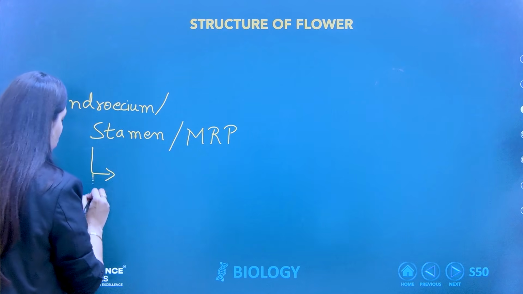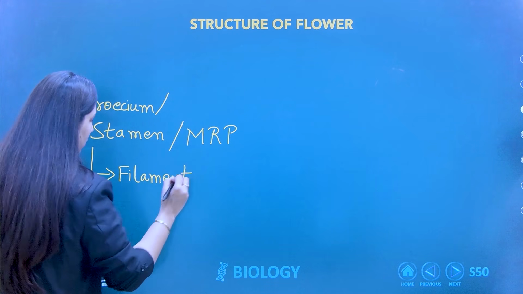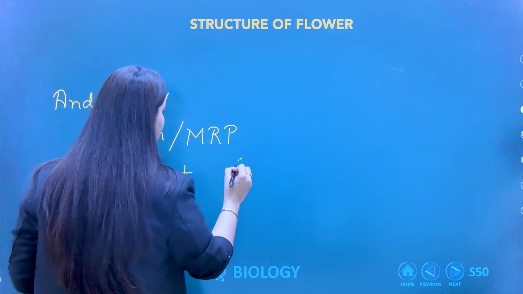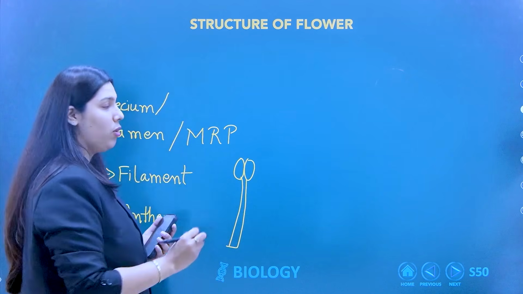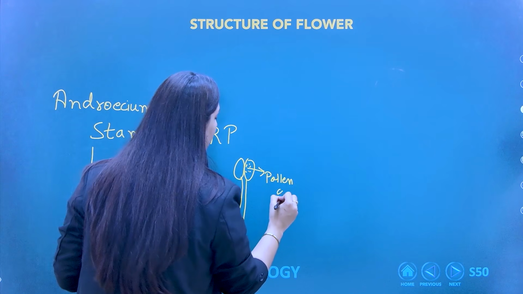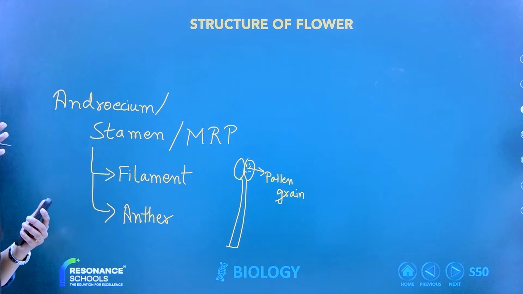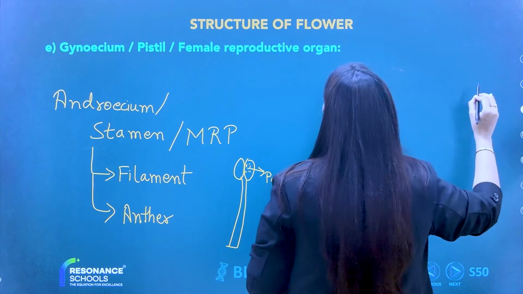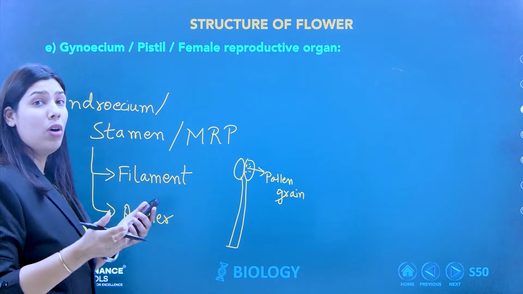Now, in this stamen, there are two things which you all know already: filament and anther. And this anther, what does it have? Now in the center, what is present? Pollen grains. So these pollen grains are the male gamete, through which fertilization will take place. So this is the male reproductive system which you already knew from the last class.